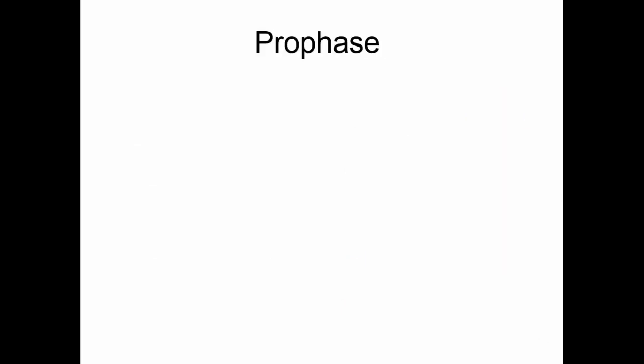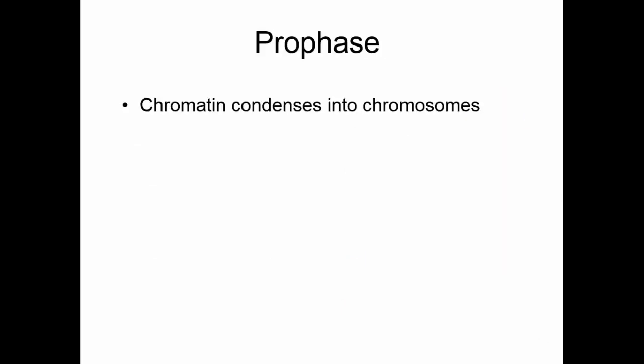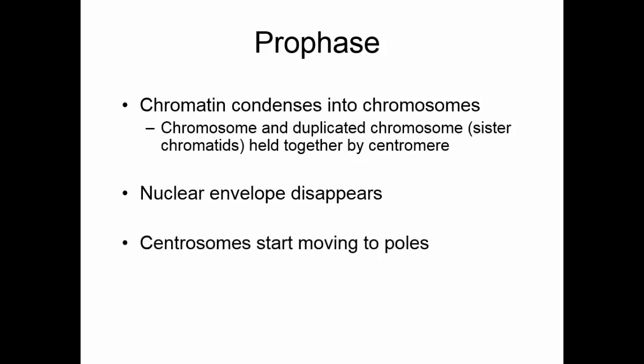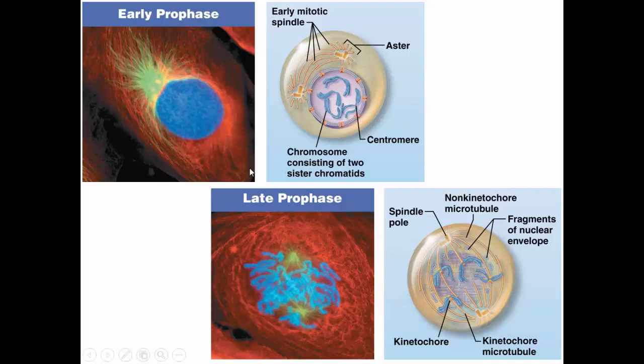In prophase, we see the chromatin condense into chromosomes. We begin to see the linear chromosomes. The chromosomes have been duplicated, and they're held together by a centromere. So these sister chromosomes are now called chromatids. The nuclear envelope disappears, and the chromosomes are sort of dumped out into the cytoplasm. The centrosomes start moving to the opposite poles of the cell, and they begin to produce spindle fibers and aster fibers.